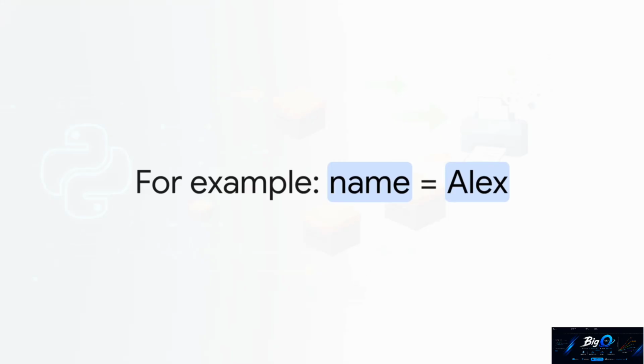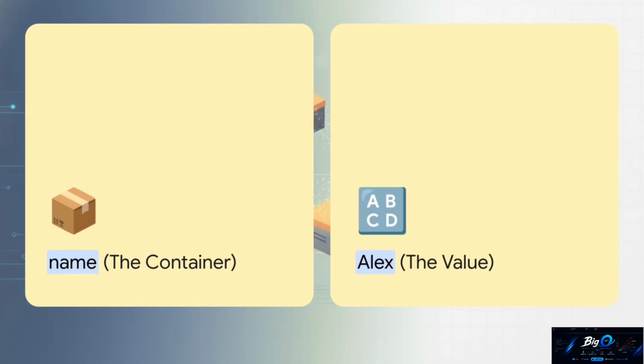Take a look at this. We're setting the variable name equal to Alex. See, name is your container, and Alex is the actual text stored right inside it.